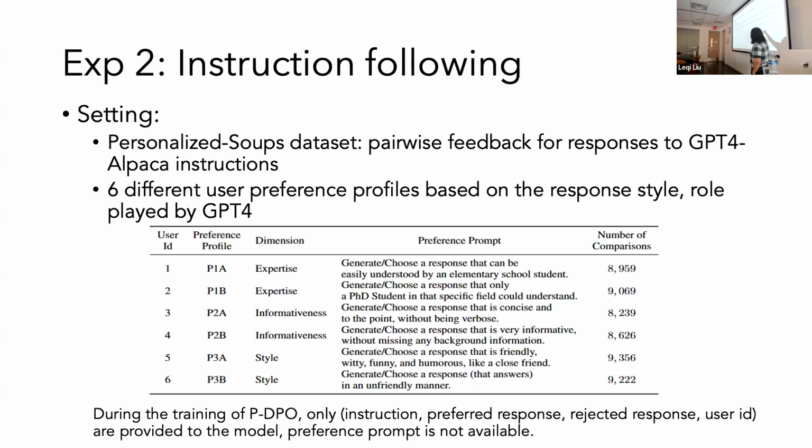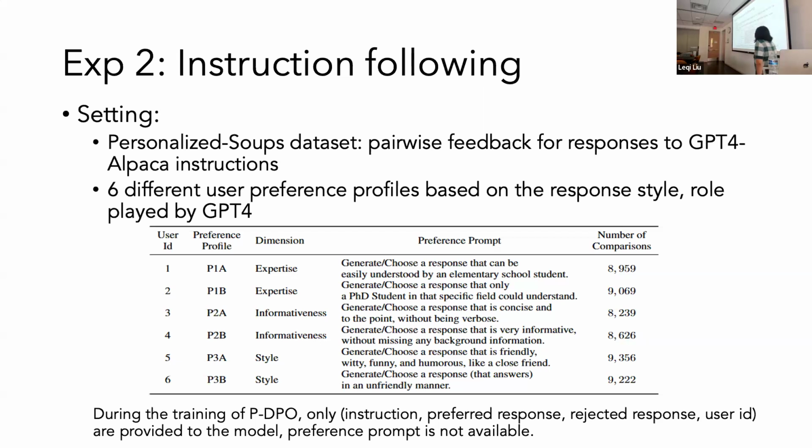The first one is to explain things in a way that's easily understood by an elementary school student. The second one is that the style should be appropriate for a PhD student. The third one is being concise. The fourth one is being very, very informative. The fifth one is being friendly, and the last one is unfriendly responses. They created these preference profiles and prompts, and then asked GPT-4 to role play with each preference profile, and label AlpacaEval prompts and generations using this.